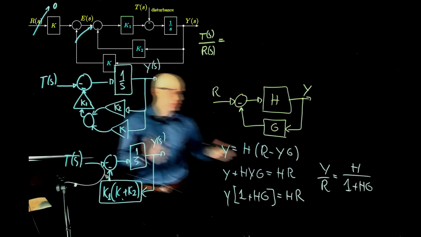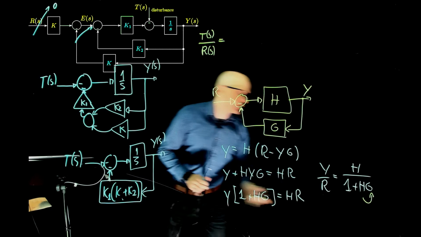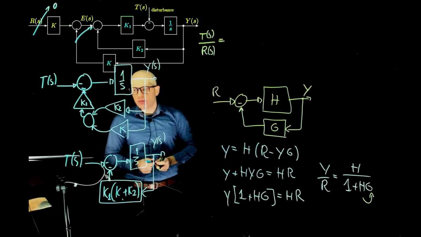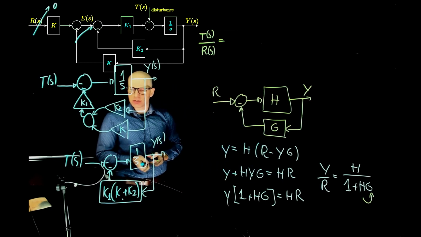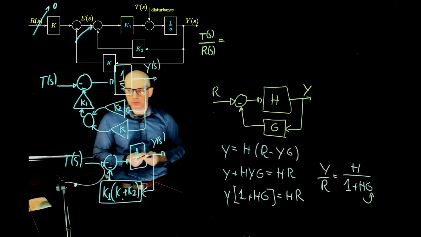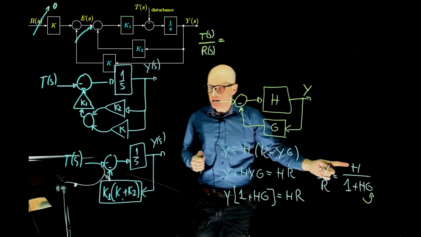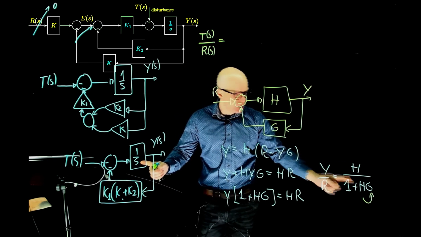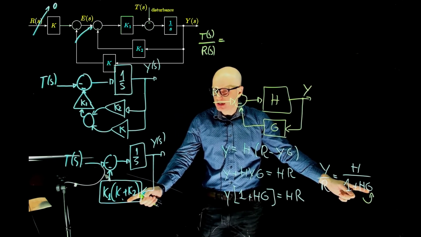All right, so the only difference compared to what we saw before is that this was 1 before, but now it's a function G of S. What is H in our case? H is 1 over S. And what is G? G is K1 times K plus K2.